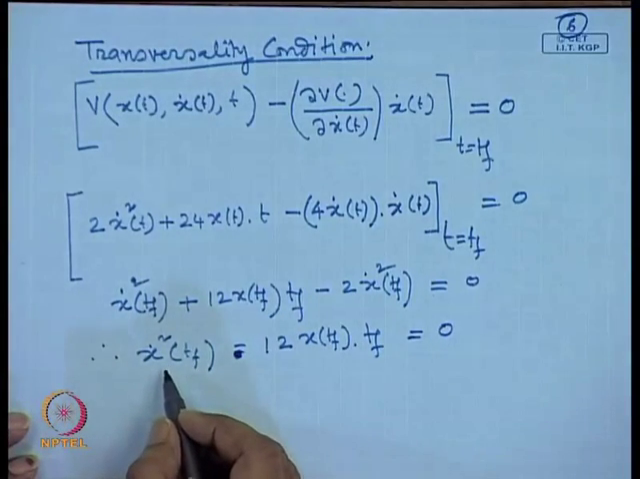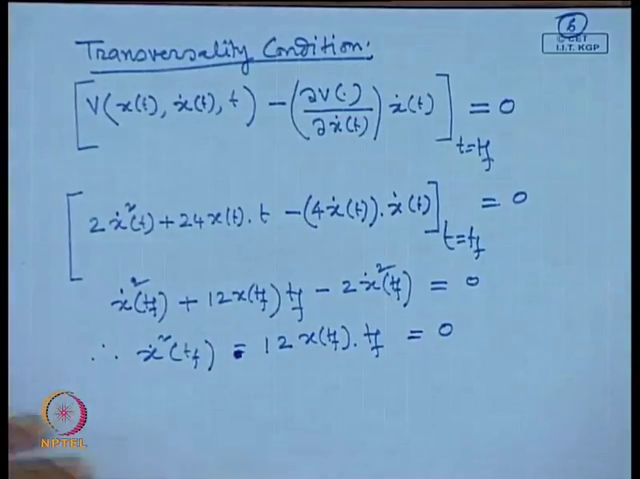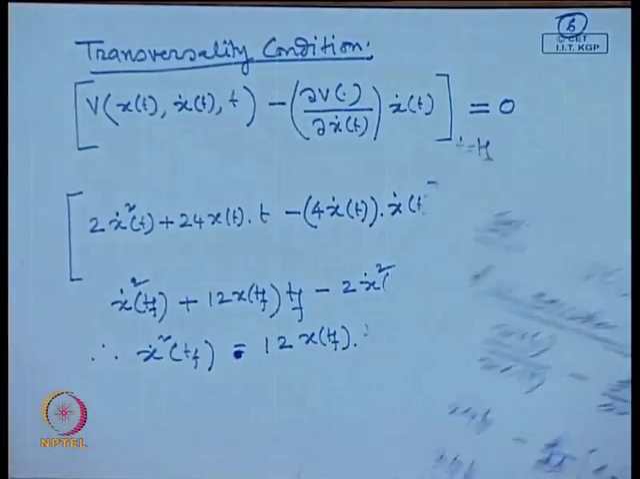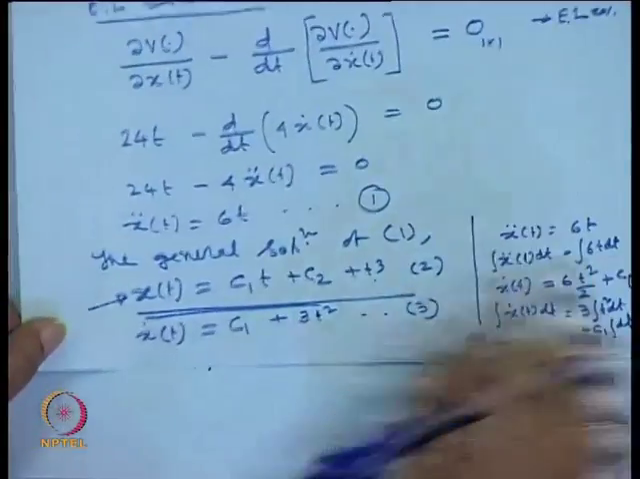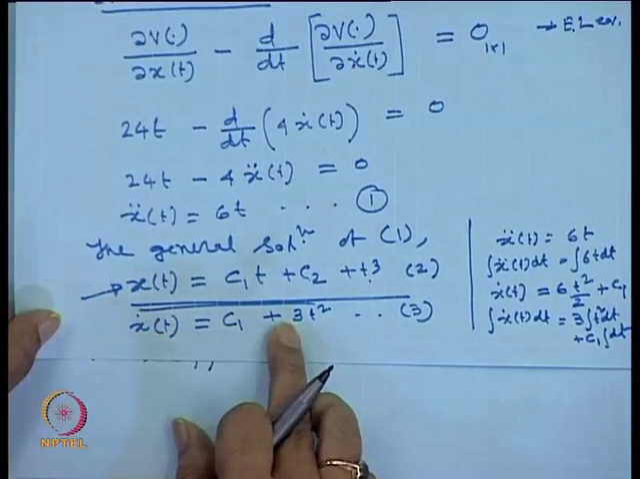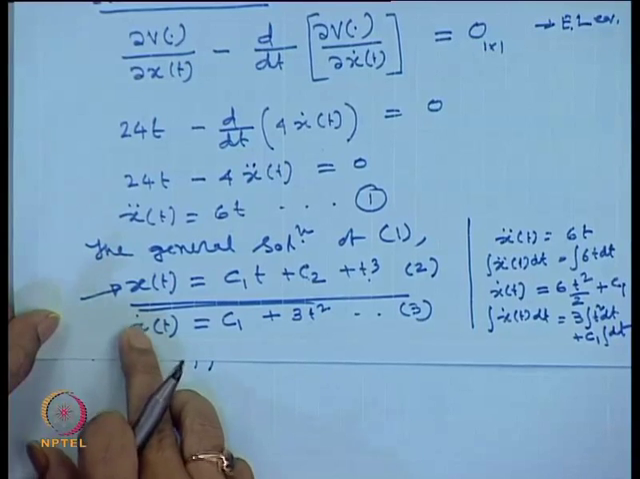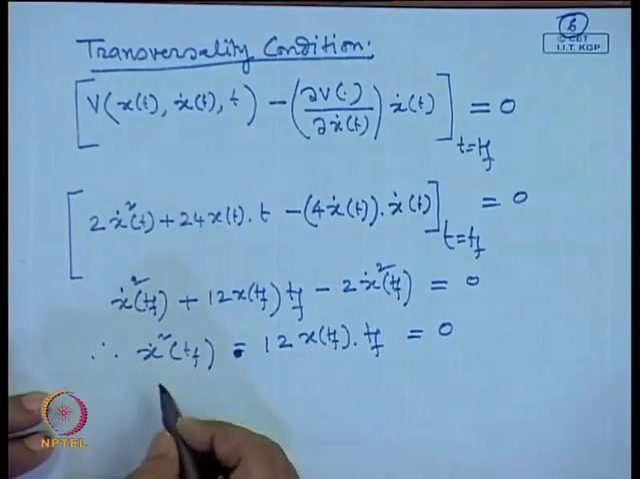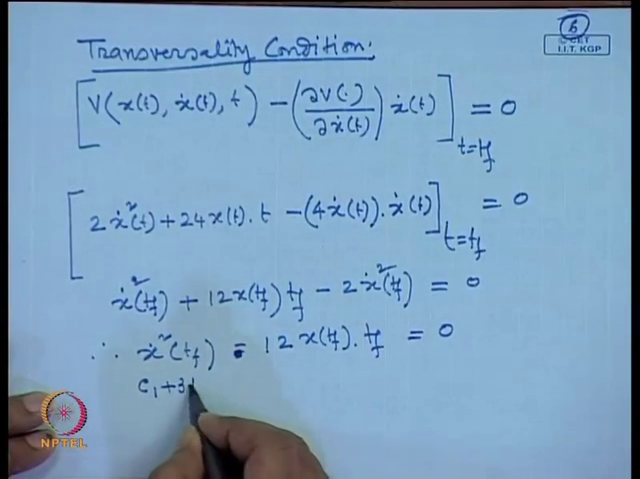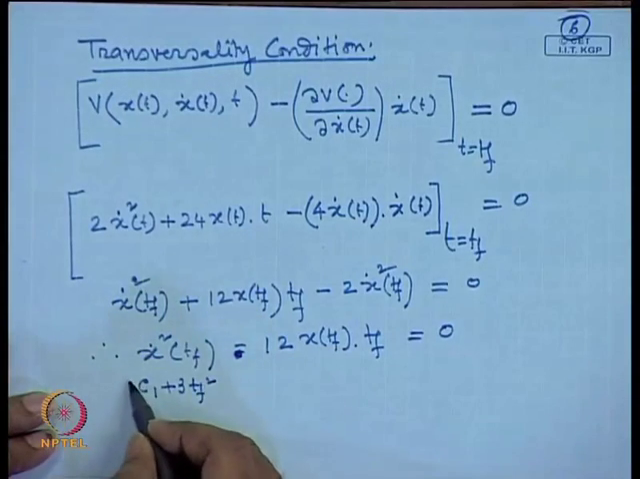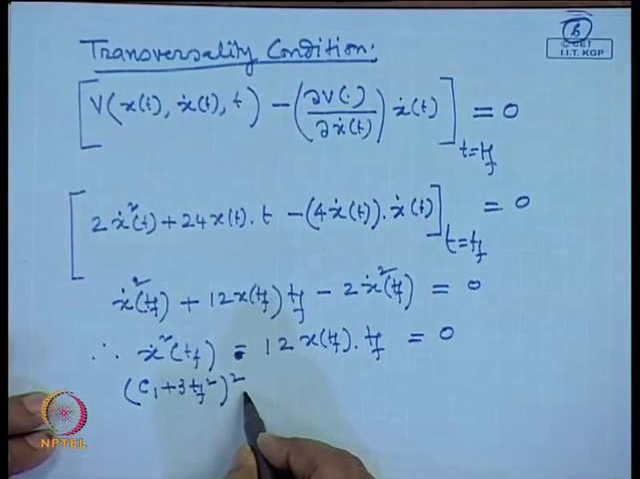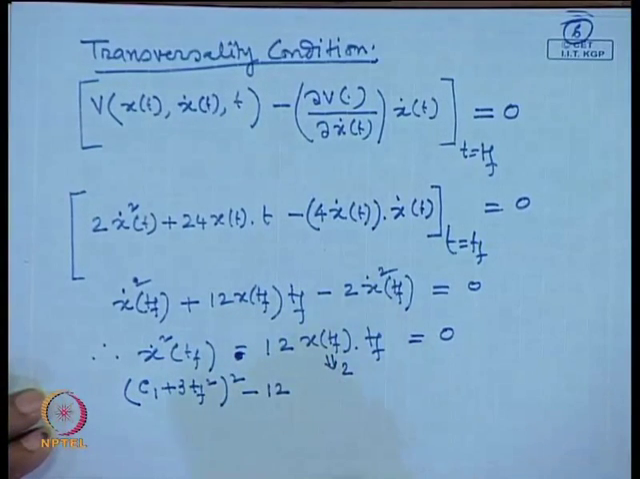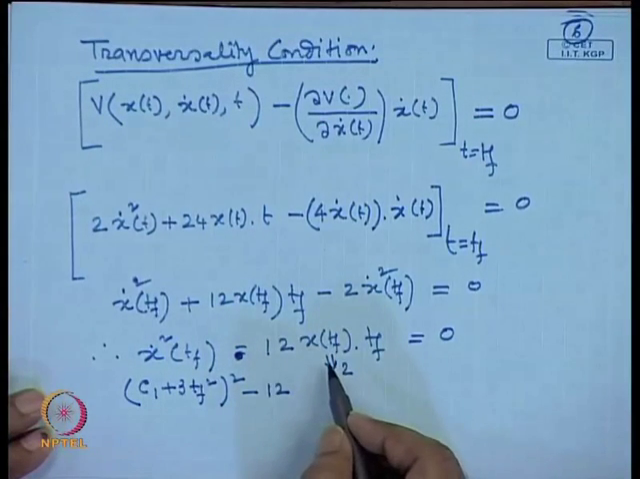So, now I know this value of x t f, the solution of x dot. I know that x dot t is c 1 plus 3 t square. As t is equal to t f, x dot t f is c 1 plus 3 t f square. So, I will write the x dot value as c 1 plus 3 t f square, whole square, minus 12. So, what is the x t f value? See, x t f value is given as 2, agree?